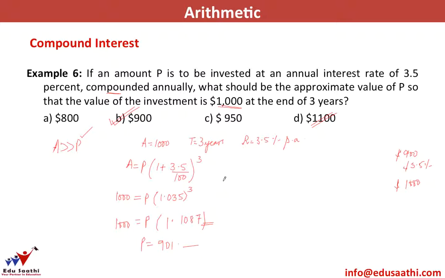If you don't want to do it this way, you can do it with options as well. One option is anyways eliminated. Now there are 3 options that you have. Always start with the middle value. So if I start with 900, multiply it with 1.035 cube, this is anyways coming out to be approximately equal to 1000. So that gives you your answer. Had it not given you your answer, you could have moved to 800 or 950 depending upon if your answer is more or less than 1000.